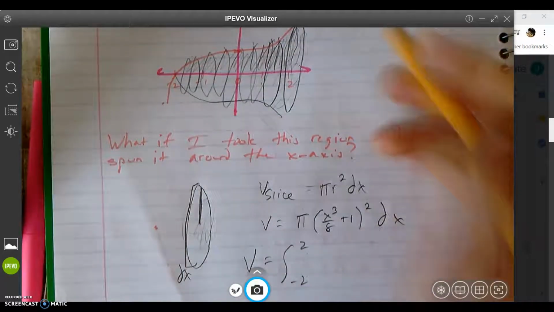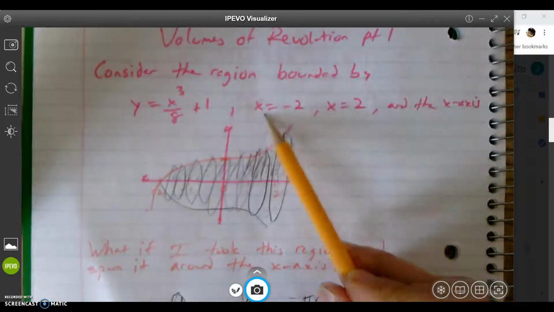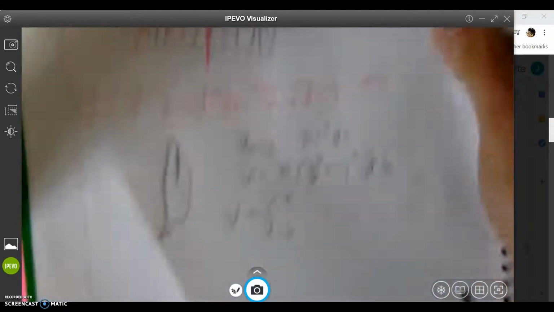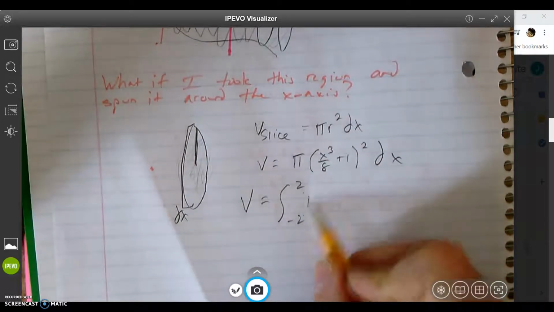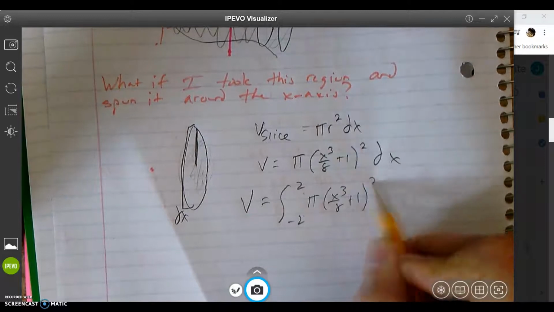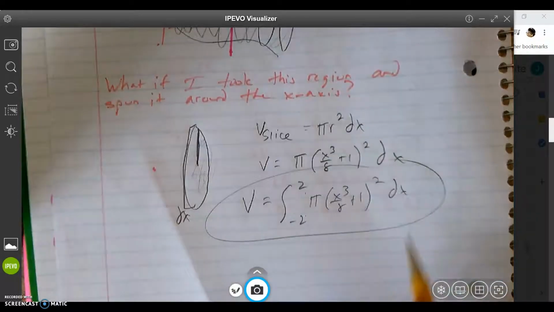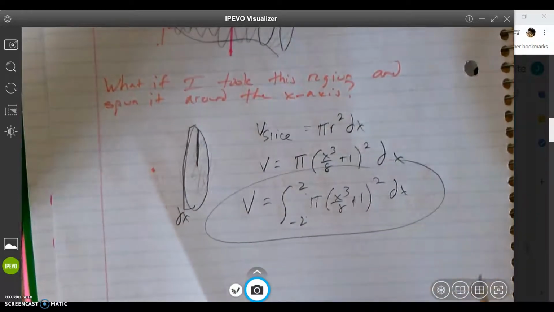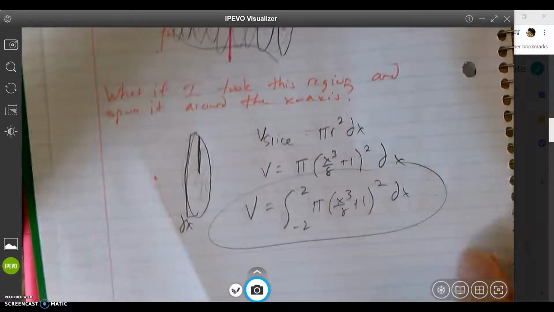Where did I get those? On the problem. It tells me between -2 and 2. And my integrand is pi times x to the third divided by 8 plus 1, squared, dx. Bam. Put it in the calculator, and you get your volume. Cool. Let's try another one, shall we?